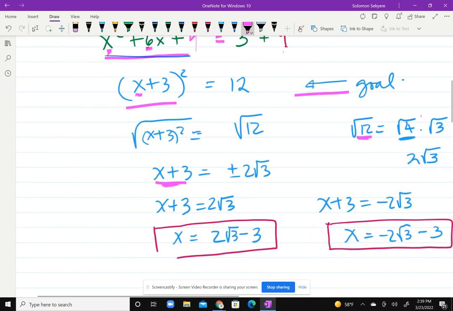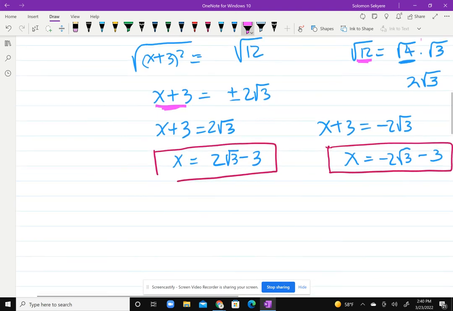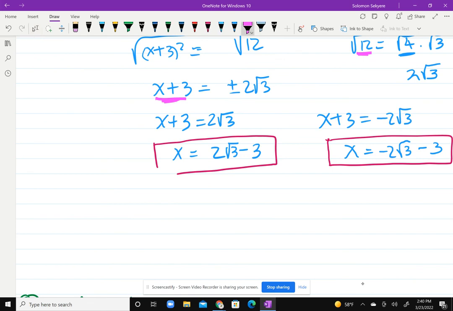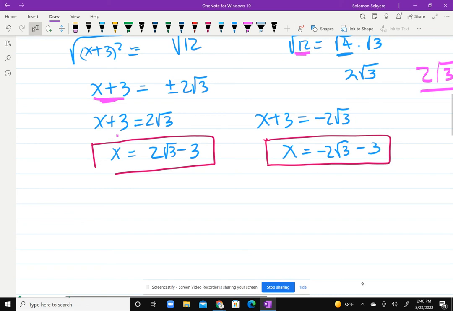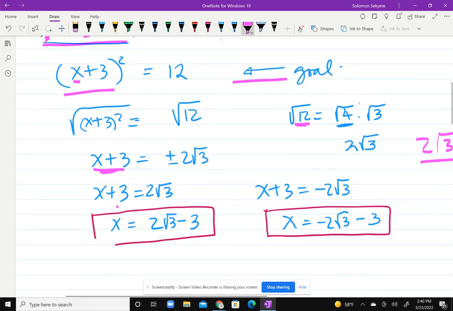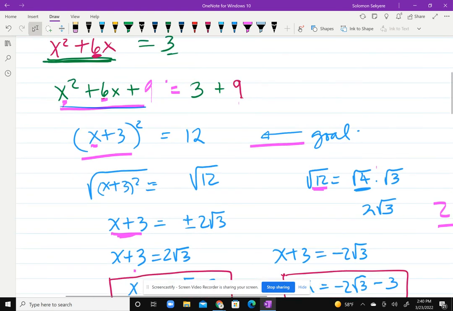Now we have x plus 3 equals plus or minus 2 root 3. What does it mean? x plus 3 equals 2 root 3, or x plus 3 equals negative 2 root 3. Then we subtract 3 from both sides. x equals 2 root 3 minus 3, and x equals negative 2 root 3 minus 3. You're done. Normally, you'll be asked to leave the answer in this form. Don't worry about using the calculator, and you're done.